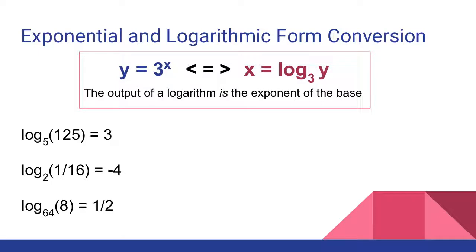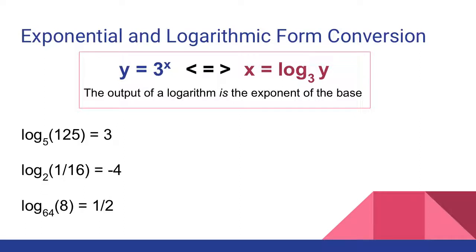So, first of all, we know that the bases have to be the same, and we know that the output of a logarithm is the exponent of that base. So make sure you take a good close look at this statement, because these are equivalent statements. They're not undoing each other, they're just saying the same thing. So y equals 3 to the x is the same thing as x, that exponent, being equal to log base 3 of y.